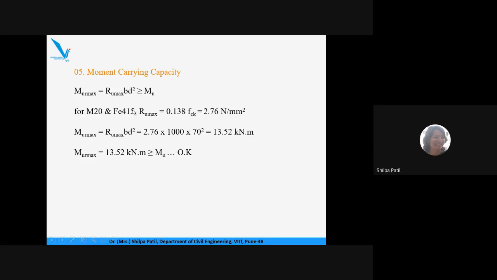Now, if you don't know what is the RU max value, this constant or these expressions, you can put the expression for RU max as 0.36 FCK B into KU max into bracket D minus 0.42 KU max into BD square. So that formula you can use and find out MUR max. So I hope you are getting the same answer as 13.52 kilonewton meter.